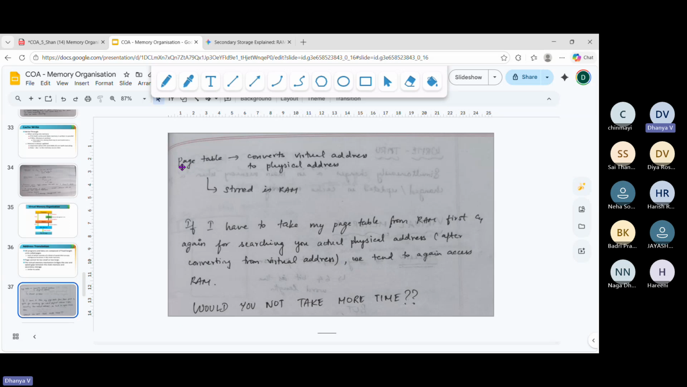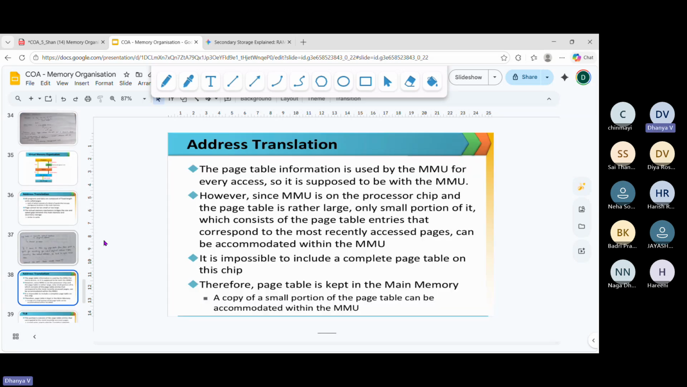So we have something called a page table. Okay. The page table is a part of your MMU that converts your virtual address to your physical address. Okay. It is actually stored in RAM. One second. The page table is used by the MMU for every access, so it's supposed to be with the MMU.